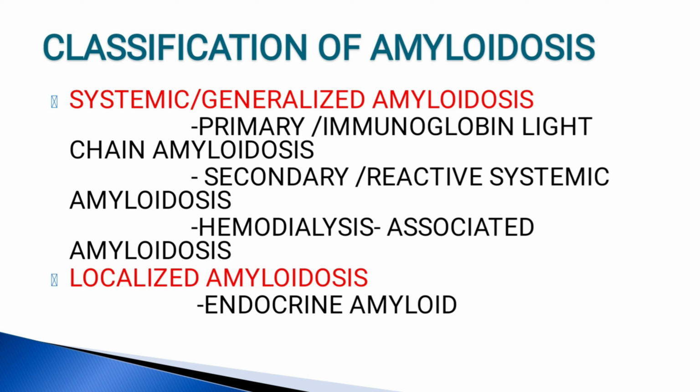Here the deposition of beta 2 microglobulin occurs. It is seen in person with renal failure doing hemodialysis. The symptoms are seen in joints, muscle, tendons or the ligaments. We should be also familiar with another type, that is heredofamilial amyloidosis. It is the most common and best studied type of amyloidosis, that is heredofamilial amyloidosis.